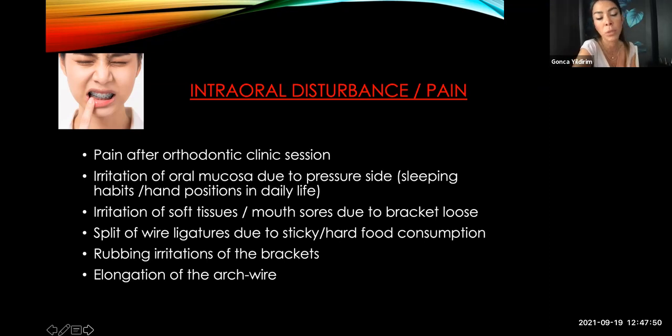Mouth sores can be seen due to loose brackets. If the patient consumes sticky and hard food, we can see splitting of the wire ligatures that tie the arch wire to the braces. Until the patient gets used to living with the braces, we see rubbing irritations. The most common thing is elongation of the arch wire at the beginning of the treatment, because the wires we use at the beginning are thin and slide so easily, and can come out from the distal side of the tube. That's why we call them poking wires, and they disturb the patient's retromolar area.